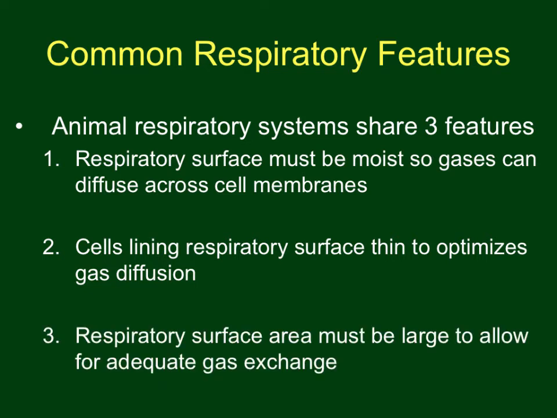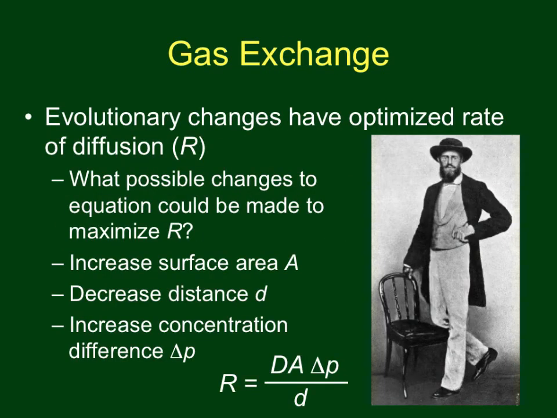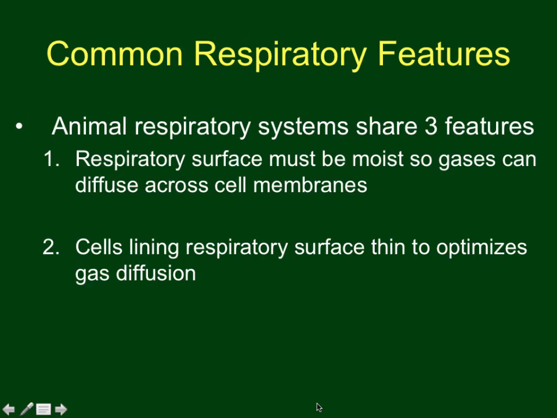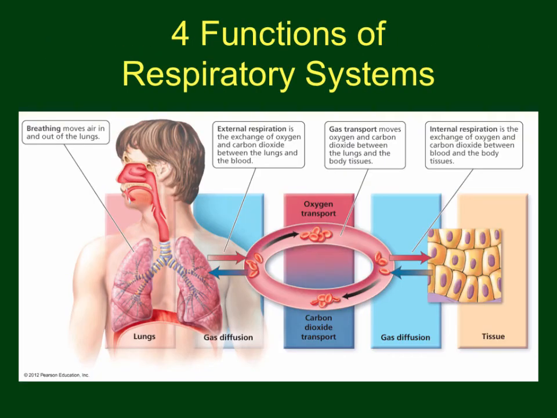And then finally, the respiratory surface also has to be large, which is why we find the intricacy when it comes to the gills of a fish, the parabronchi of a bird, the alveoli of a mammal. Extensive surface area. And again, if we go back to our equation, increasing A right here is going to help us maximize rate of diffusion. So anything you do to increase the numerator will increase rate of diffusion. Anything you could do to decrease the denominator will also increase rate of diffusion. So it's a good relationship to know.